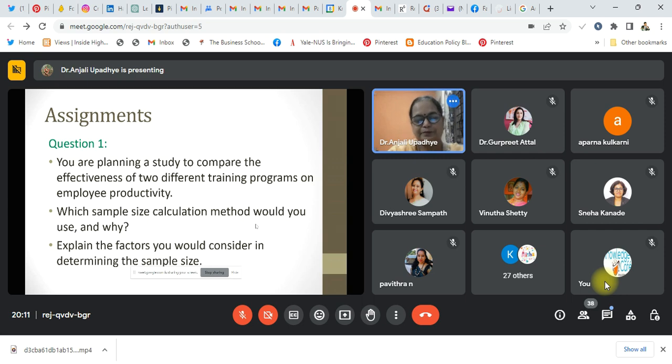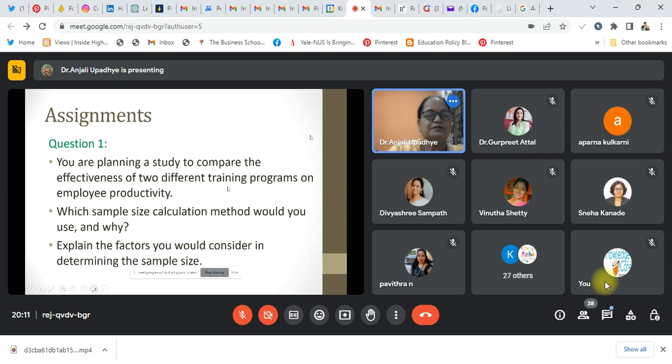Yes, anybody? Stratified. Not necessarily stratified, because two different training programs may be given to the employees only. The same employees can achieve the two different training programs.